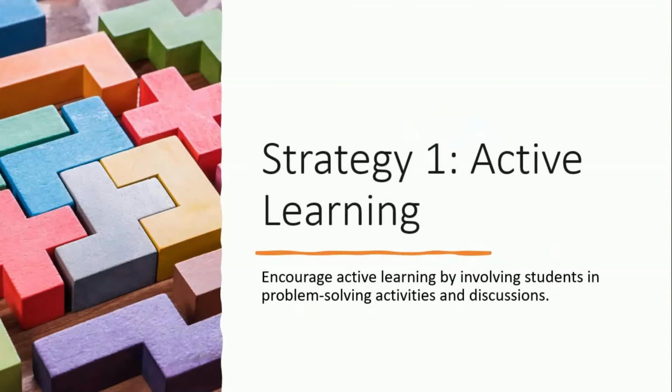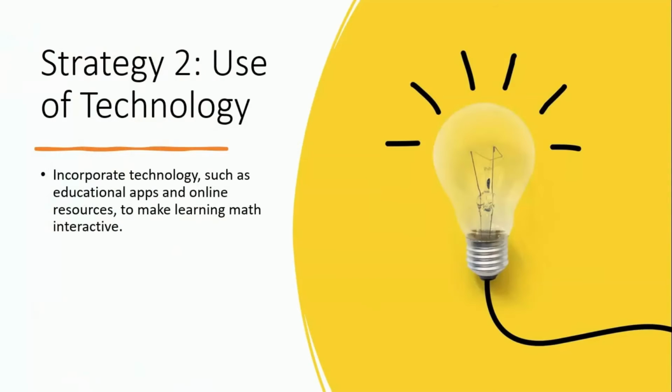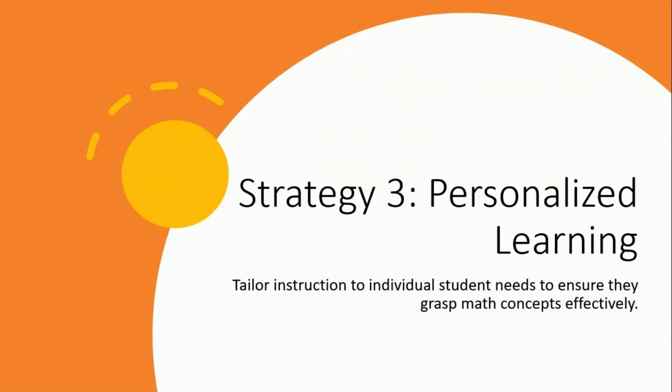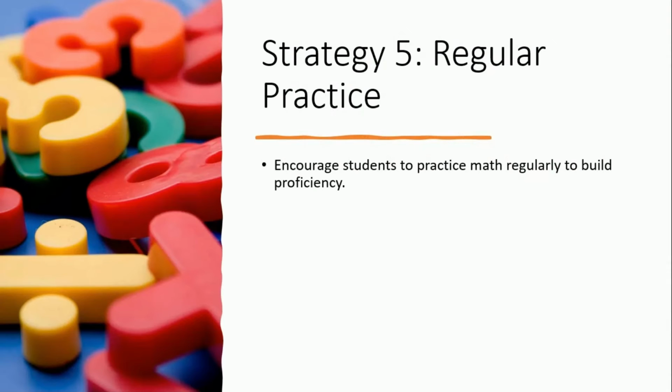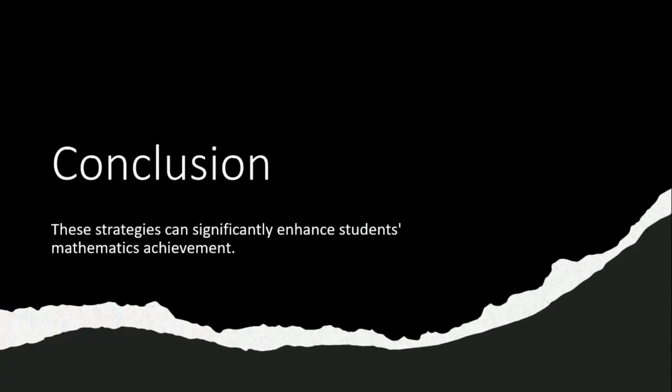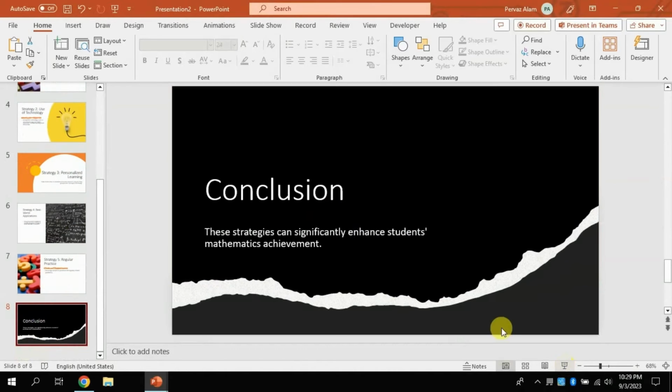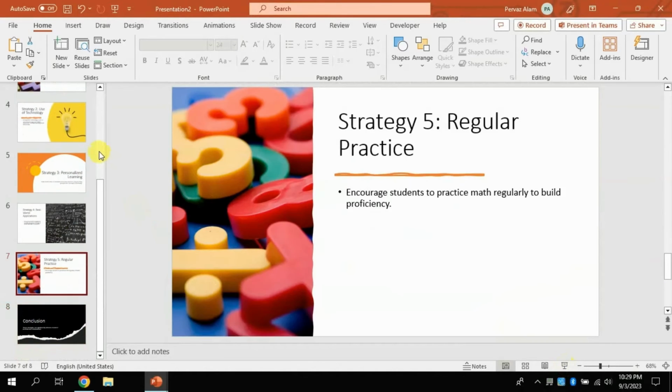You can see the text as well as it talks about active learning strategies. The second strategy talks about the use of technology. And the third talks about personalized learning. Similarly, other slides with auto-filled text and design can be seen. The final slide is about the conclusion of the presentation. Don't skip the video, we are not done yet.